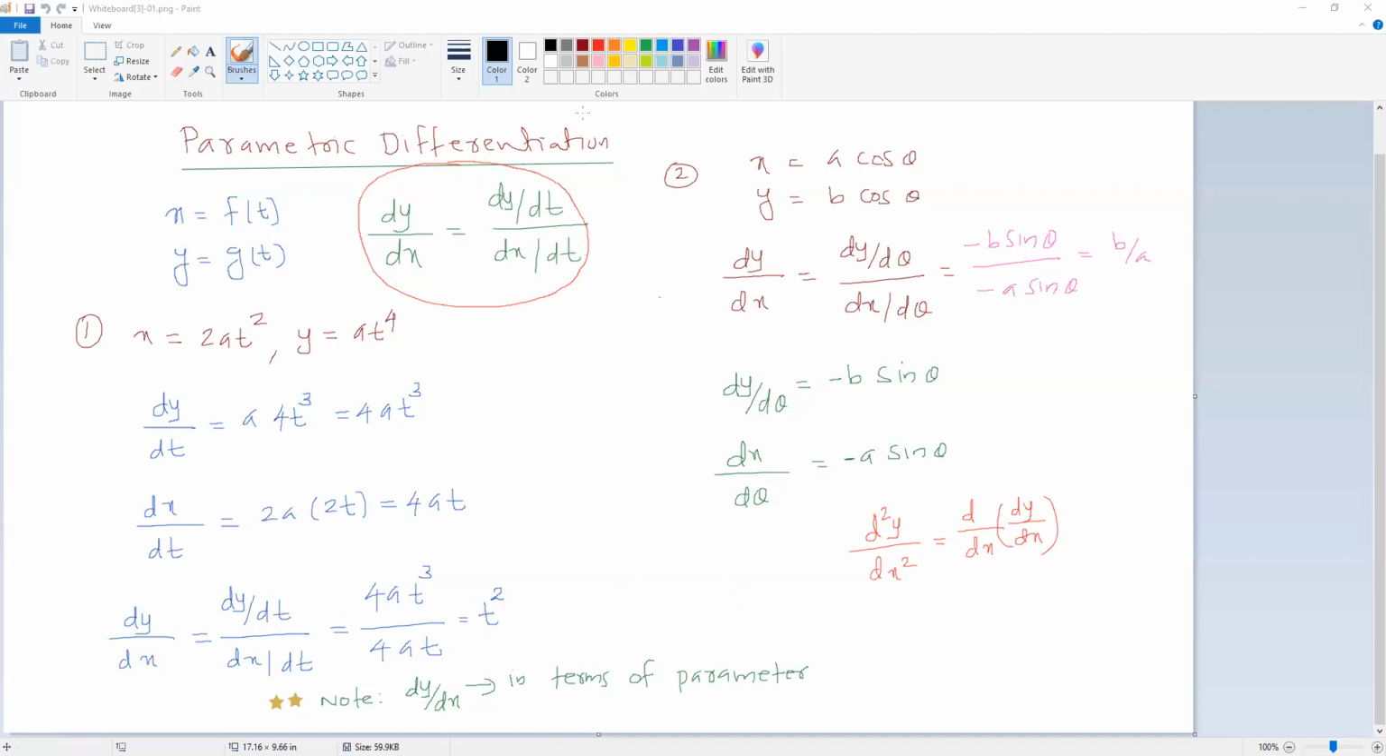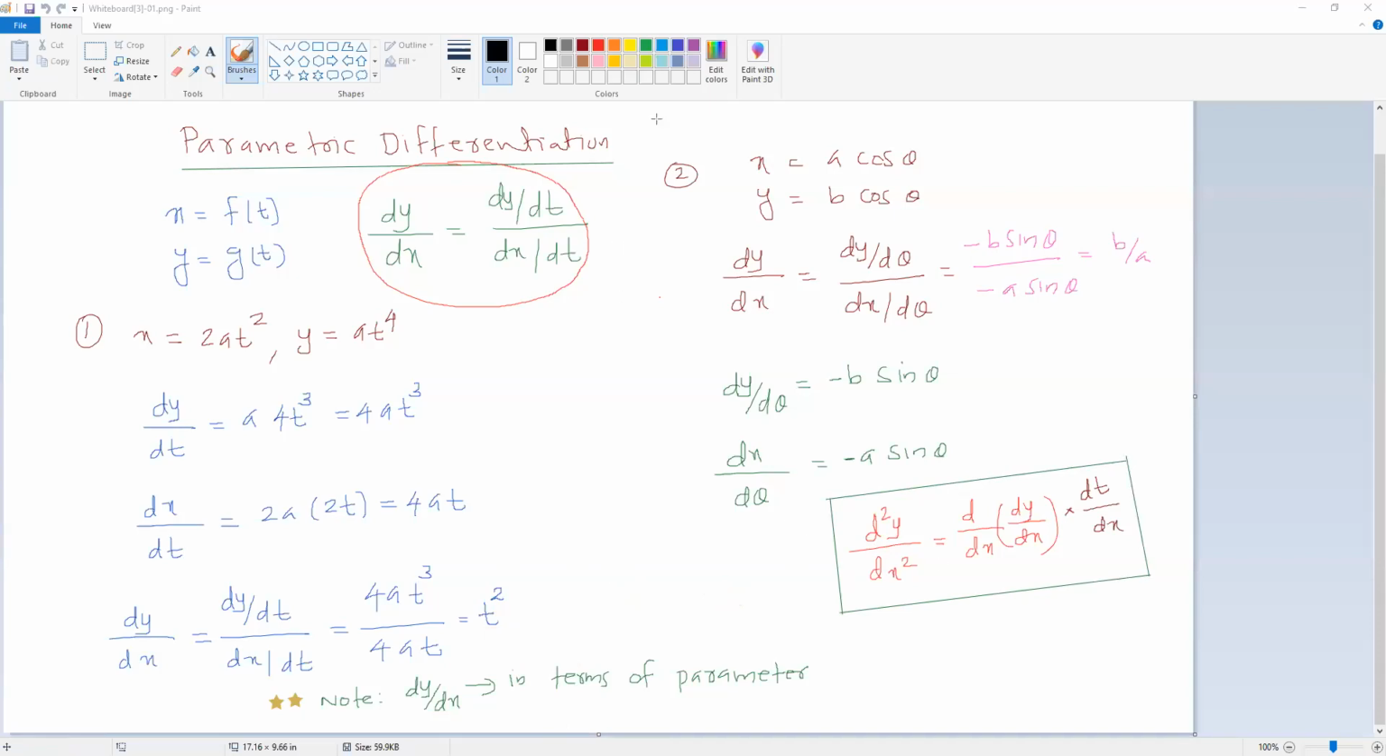into dt by dx. This is very important. So many times students will forget this step when you find the second derivative.